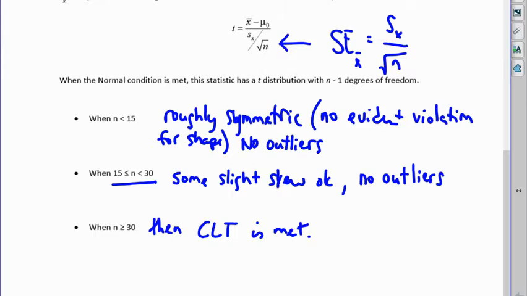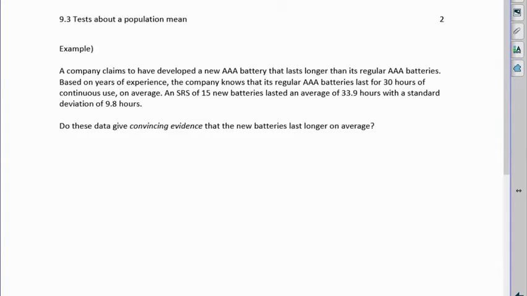Where the company claims to have developed a new AAA battery, and supposedly it lasts longer than regular AAA batteries. Based on years of experience, the company feels that its regular batteries last for 30 hours of continuous use. So we're wondering if these new batteries last longer than that. The simple random sample of 15 new batteries lasts 33.9 hours with a standard deviation of 9.8 hours. That was a sample standard deviation. And we want to know, does this data give us convincing evidence that the new batteries last longer on average?